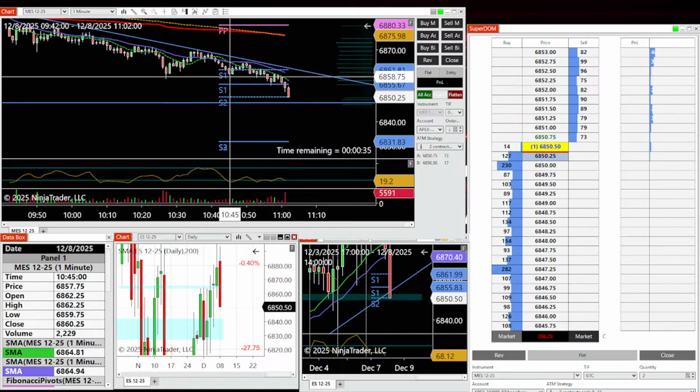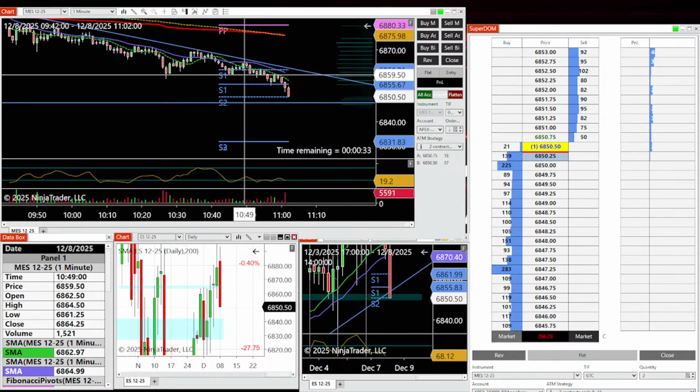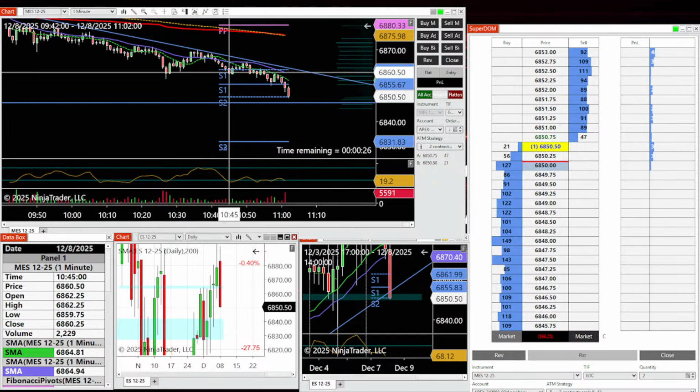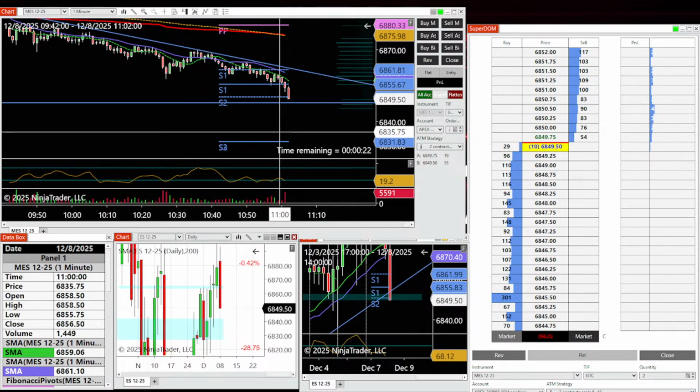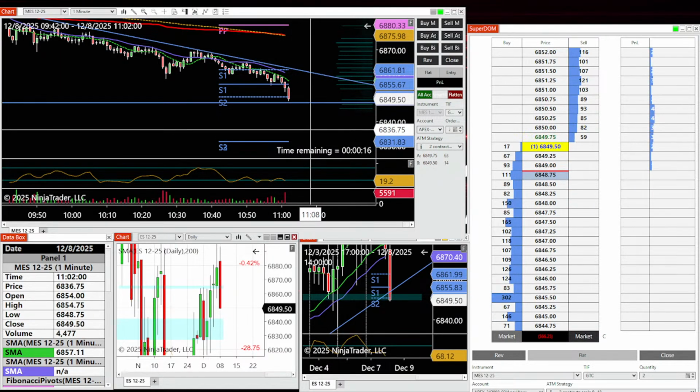Head and shoulders completed. We had about 9-10 points from 6 to 59 at this break, 59.50. So we completed this 9-10 point move to the downside. Yeah, S2 now.